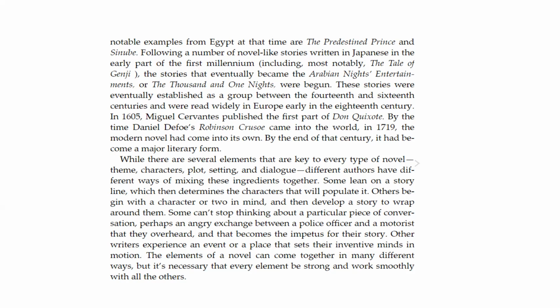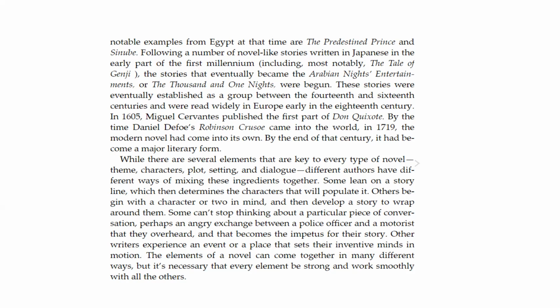So they were read widely in Europe early in the 18th century. In 1605, Miguel Cervantes published the first part of Don Quixote. By the time Daniel Defoe's Robinson Crusoe came into the world in 1719, the modern novel had come into its own. By the end of that century, it had become a major literary form.